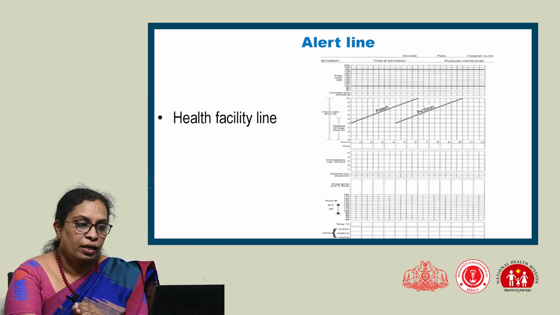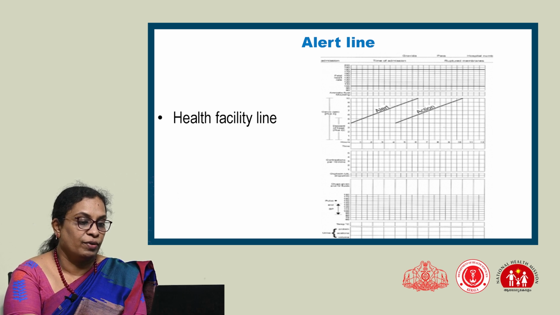Now, let me talk a bit about the alert line and action line. Alert line, it starts from 4 centimeters dilatation. That is the 0 hour you plot the graph, when the patient is having cervical dilatation of 4 centimeters. And you consider hourly dilatation of 1 centimeter. Hourly dilatation you mark, and finally it reaches the 10 centimeter position. You can see the slanting line over there.